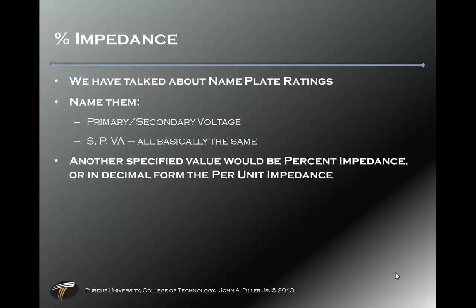So, nameplate ratings. We talked about our apparent power, and we talked about our voltage. We talked about how we could calculate our current on our nameplate. So we have another value that we pay attention to on the nameplate, and that would be per unit impedance.